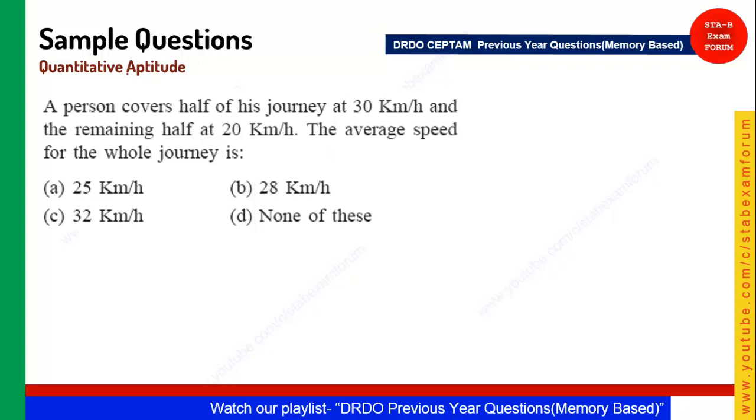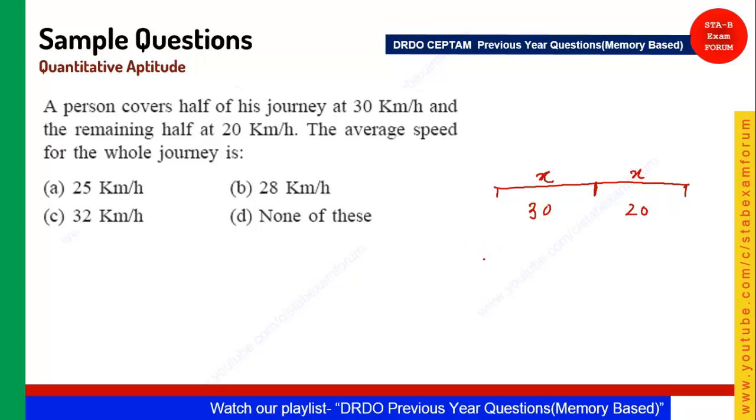A person covers half of the journey at 30 km per hour and the remaining half at 20 km per hour, and the average speed of the whole journey is what? So this is the distance, okay. So the person covers half the journey, let's say this is x, this is x, because equal journey is there, right? So it covers this distance with speed 30 km per hour and this with 20 km per hour, okay. We need to find the average speed, okay.